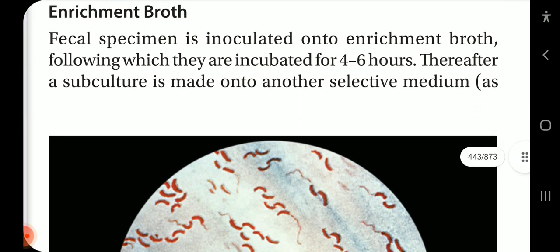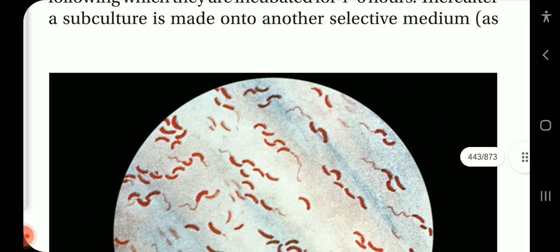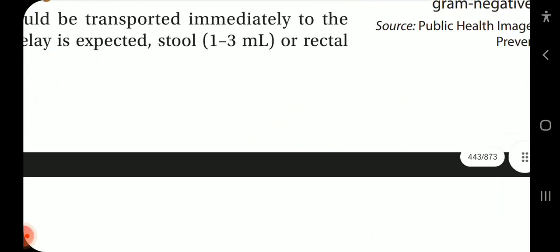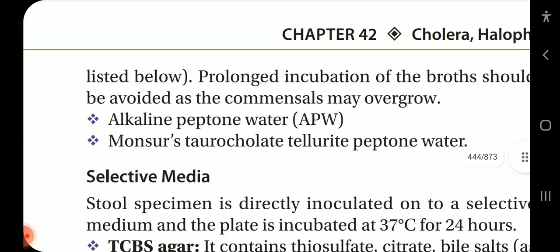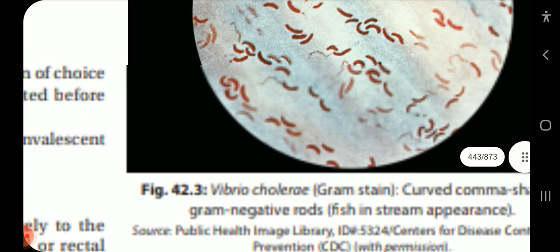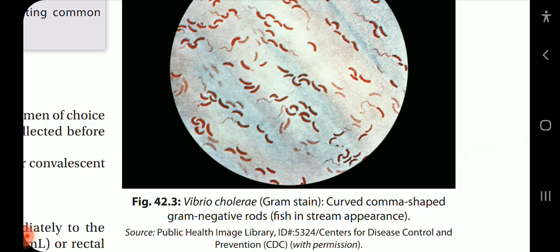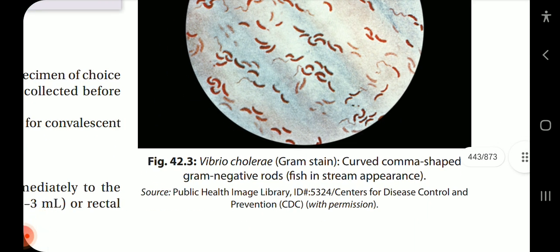Enrichment broth: fecal specimen is inoculated onto enrichment broth, following which it is incubated for 4 to 6 hours. Thereafter, a subculture is made onto another selective medium as listed below. Prolonged incubation of broth should be avoided as the commensals may regrow. Alkaline peptone water can be used, or Monsur's taurocholate tellurite peptone water can be used. In this diagram, we see Vibrio cholerae gram staining: curved, comma-shaped gram-negative rods, fish-in-stream appearance can be seen.